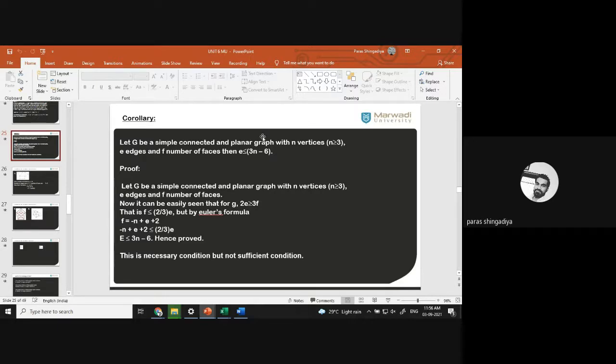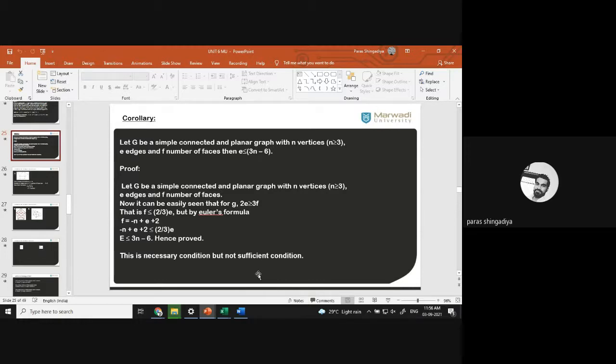Your graph should be planar, connected and also simple. Simple means no loops as well as no parallel edges. So how many minimum edges are required to create the graph with n vertices? Here the answer is E less than or equal to 3n minus 6.